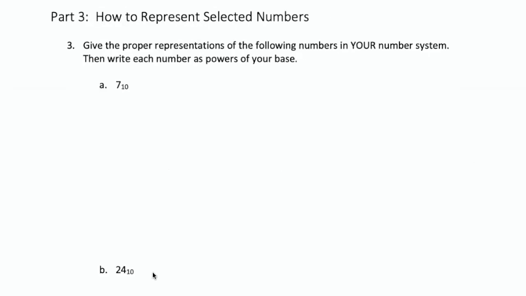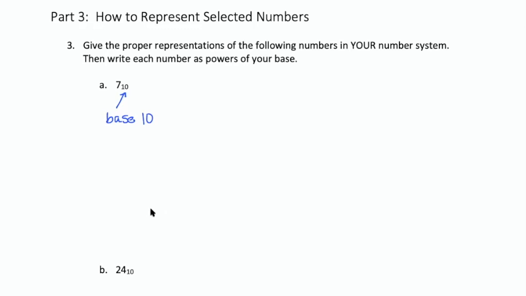The first thing you're going to be asked to do in this investigation is to represent different numbers in your number system. You're going to be able to choose any base that you want to work in other than base 10 or base 2. Please remember that the subscript here just indicates that I'm talking about the number 7 in base 10, which is the 7 you all know and love. We're going to write this number as a binary number, a base 2 number, and then we're going to write it as powers of our base. And our base, again, will be 2.